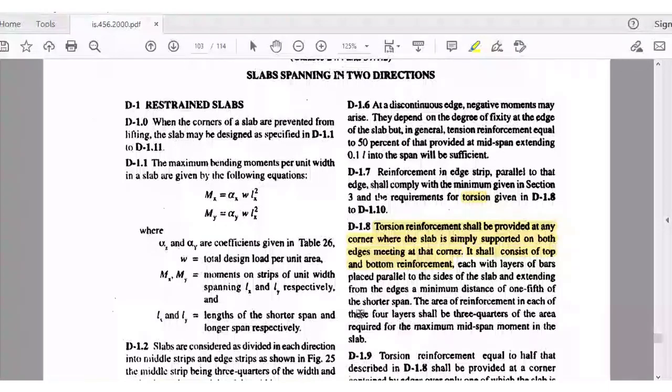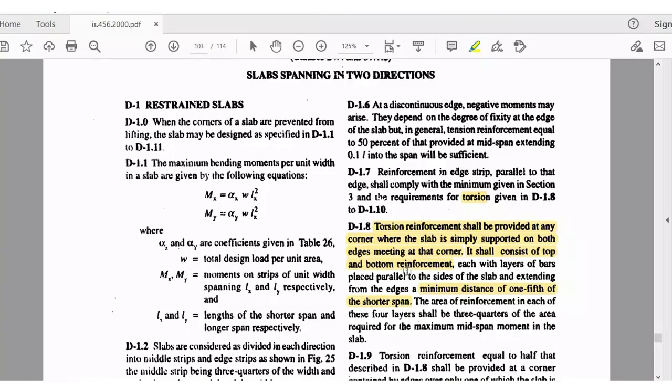It's very simple. It is written that it shall consist of top and bottom reinforcement, each with layers of bars placed parallel to the sides of the slab and extending from the edges a minimum distance of 1/5 of the shorter span. So please see whatever has been written here, and I'll be showing the sketch which is given in SP34 to interpret what has been mentioned in clause number D1.8 of IS 456-2000.